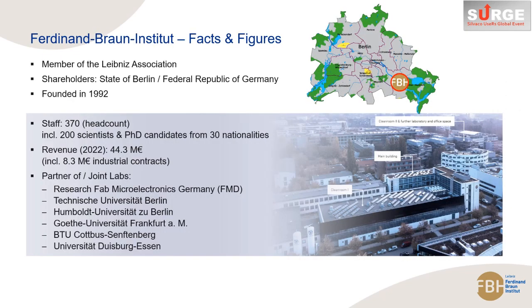Ferdinand Braun Institute is located in the southeast part of Berlin. We are a member of the Leibniz Association. Ferdinand Braun Institute is owned by the State of Berlin and the Federal Republic of Germany. It was founded in 1992. Our staff includes around 200 scientists and PhD students. We have partners and joint labs all across Germany.